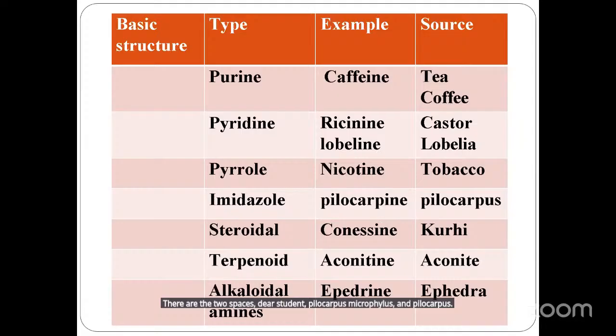So the question comes here: pilocarpine is obtained from Pilocarpus microphyllus and Pilocarpus jaborandi. Again, pilocarpine is a drug which is used in the treatment of glaucoma. Here you can go logically. Pilocarpine is the only one drug which is administered orally as well as topically. That you have to remember.